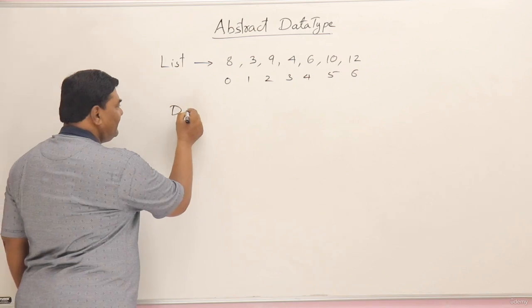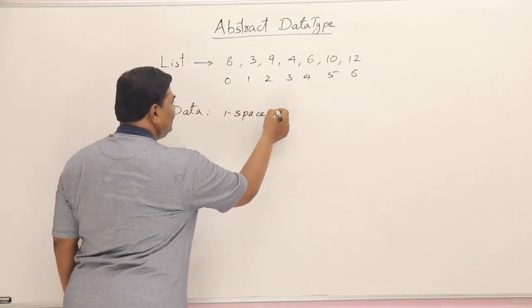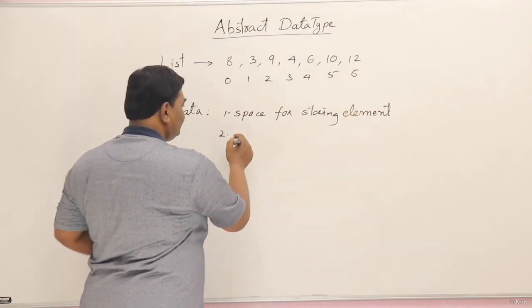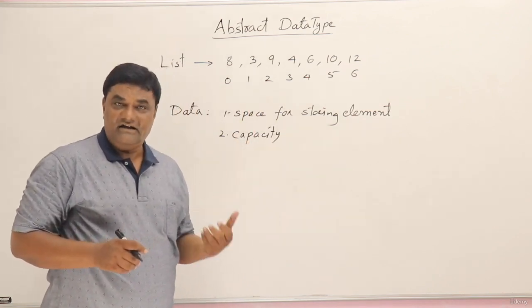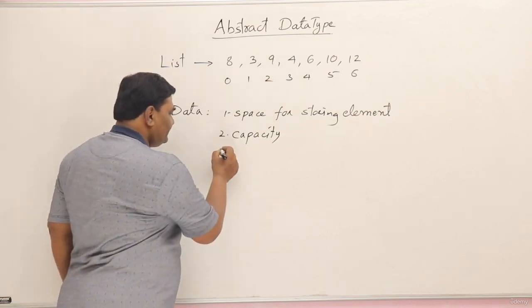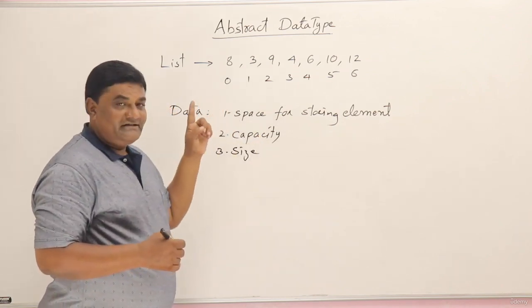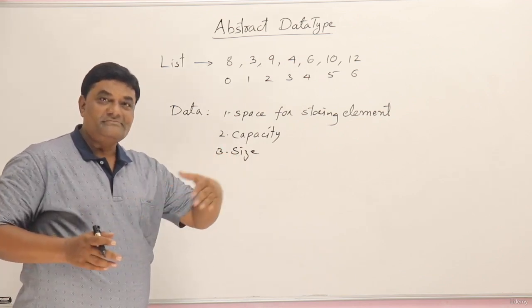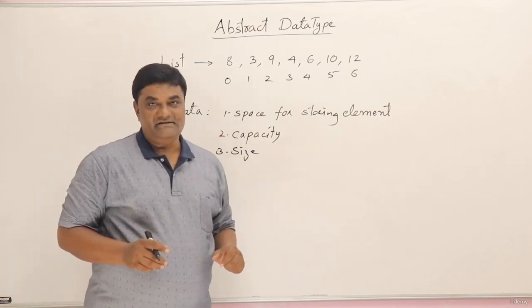The data that is required for storing this list is, first, I need space for storing elements. The second thing is I need to have some capacity of a list. The third thing is, inside that capacity, how many elements I already have in the list, that is the length or size of a list. So for representing this list, I need three things: space for storing the elements, its capacity, that is the maximum capacity, and its size, that is the number of elements it is having.